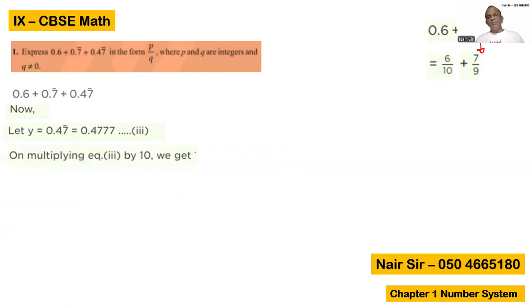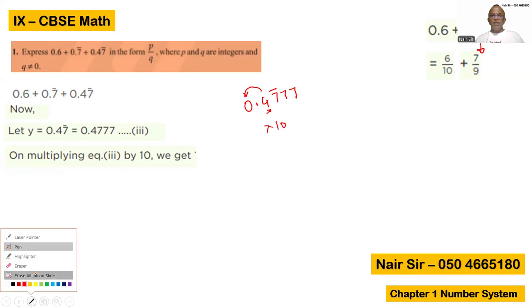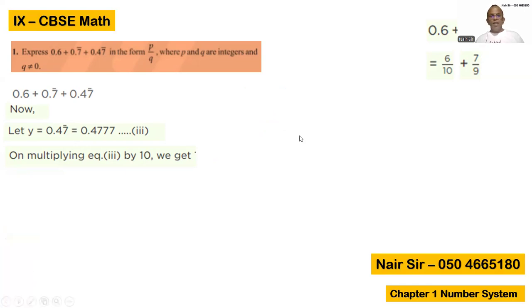Then multiplying equation 3 by 10. Why am I multiplying by 10? Because I have got a number called 0.4777 like this, which is continuing. So I don't want this; I want this to come to this side. And that is the reason I am multiplying this equation by 10. This is a very important step. Hope you have understood it. Okay, then when I multiply, I get this. This is equation number 4.